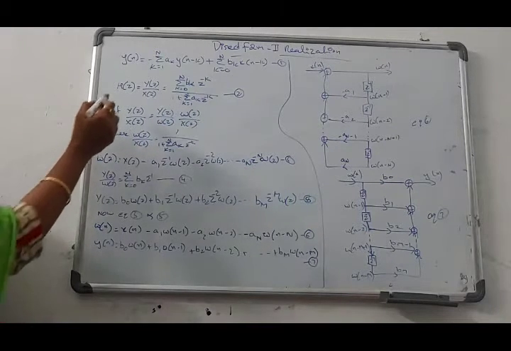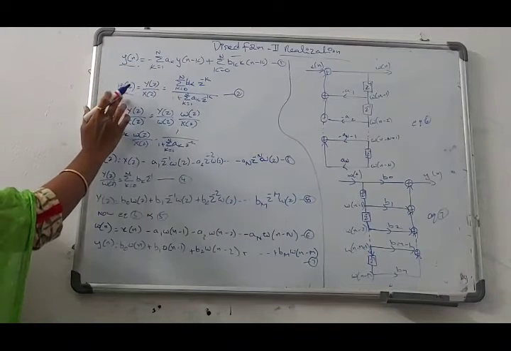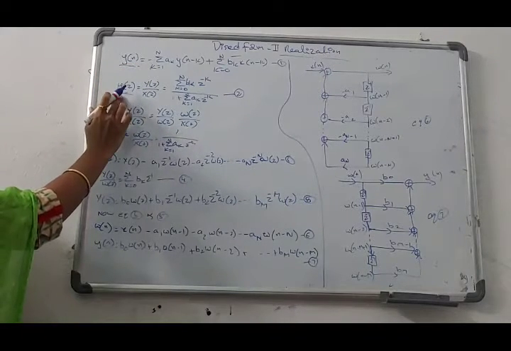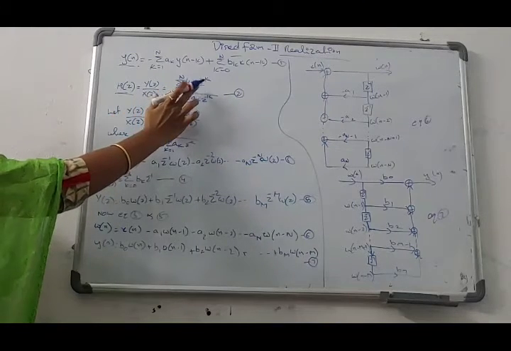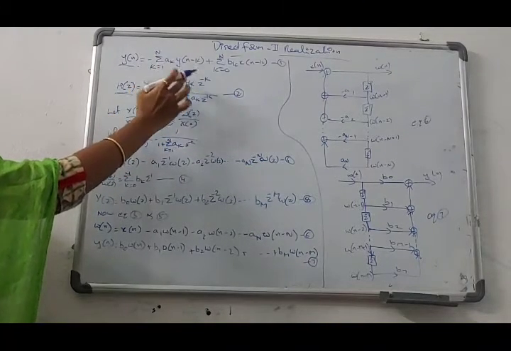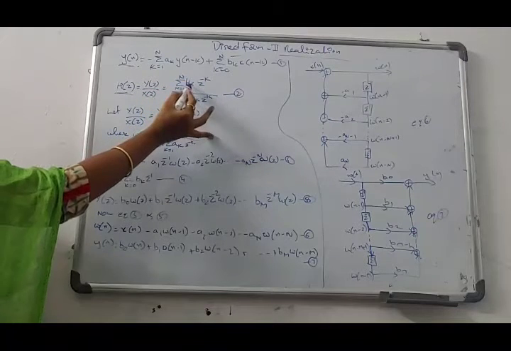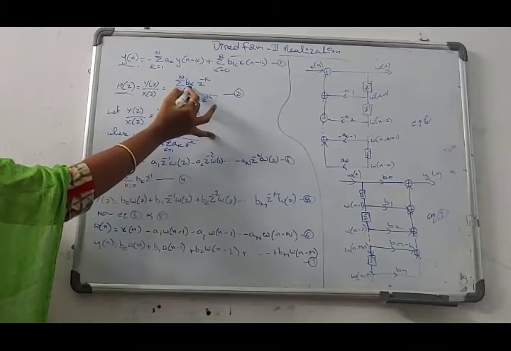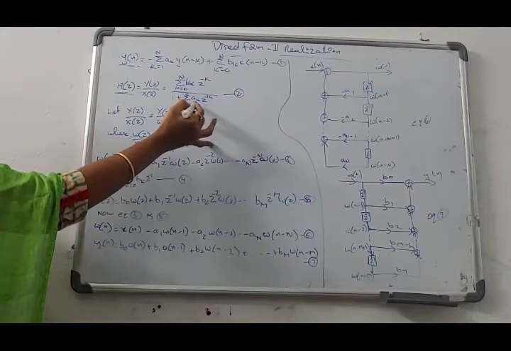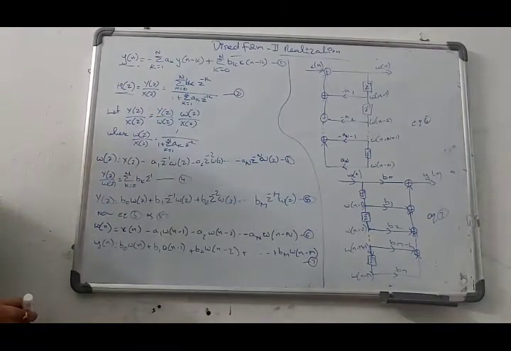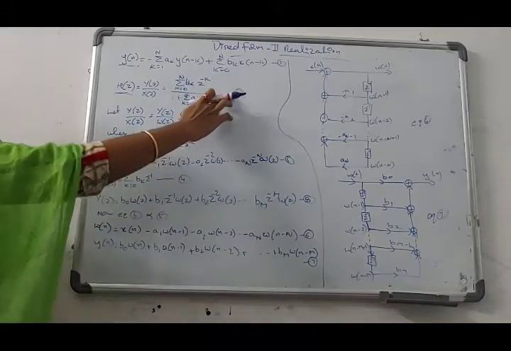Now find out H of z for this equation. H of z is equal to what? Y of z by X of z. Okay. So now for this you have to transform this into z domain. So that is summation k is equal to 0 to M bk z power minus k divided by 1 plus summation k is equal to 1 to N ak z power minus k. Okay. So keep it as equation 2.